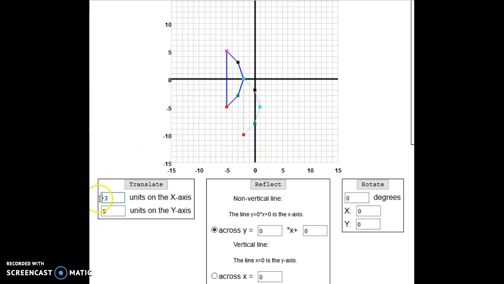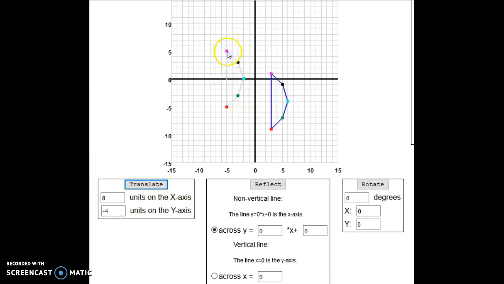Let's look at one more. I want to go to the right, which means my x value has to be positive, so I'm going to shift it 8 units to the right. And then I want to shift it down, which means my y value has to be negative, so I'm going to shift it down 4.